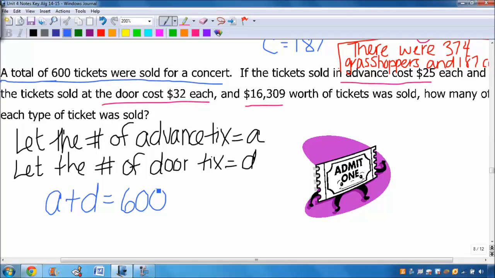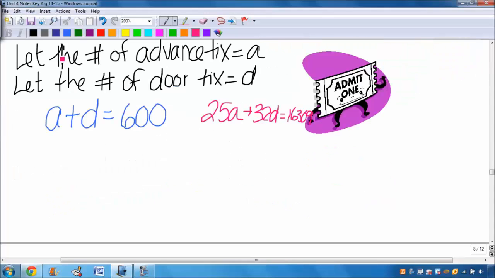Okay? And then my other equation would be based on the price. So the tickets sold in advance cost $25 each. So it would be $25 per ticket, right? So that would be 25A plus $32 per door ticket, and that's going to equal 16,309. Okay? Now you can use substitution or elimination to solve this. It's 100% your choice. I'm going to use substitution. So I'm going to subtract the A from both sides and isolate the D. So I get D equals 600 minus A.